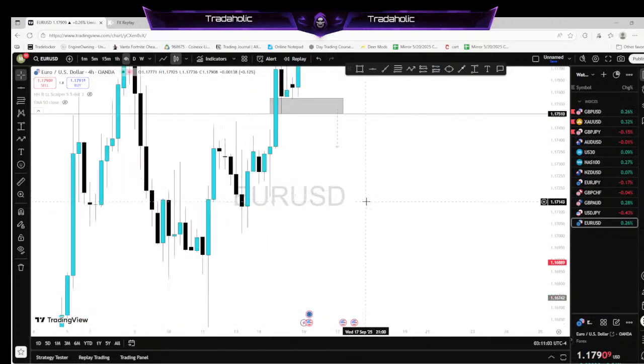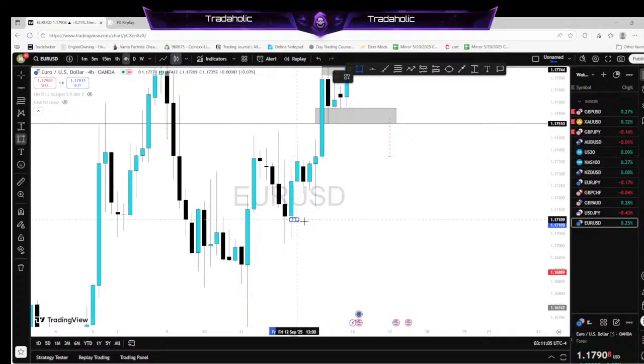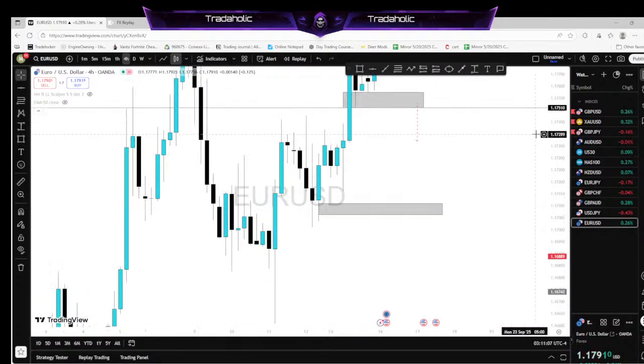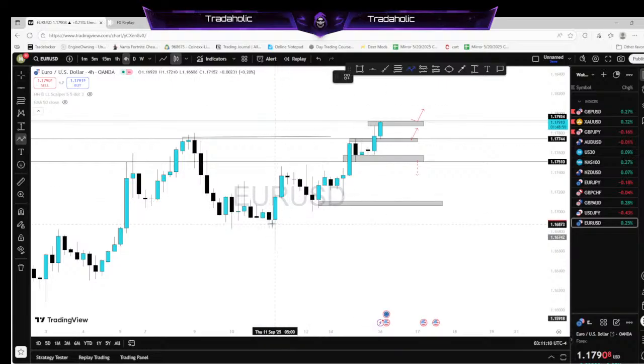Then I will mark off another 4 hour level based off of this position down here, because this is where the 4 hour goes bearish. This is my most recent high. And this is my most recent low before making a new high.